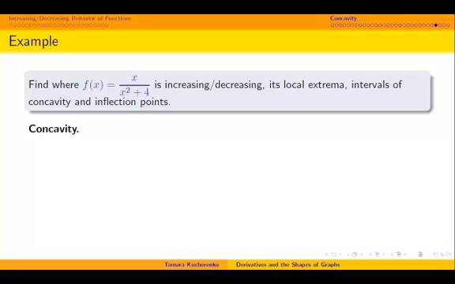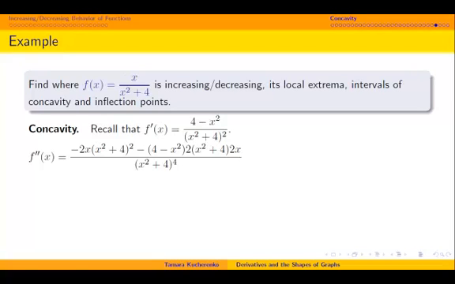Now we turn our attention to the concavity. Recall that the derivative f prime of x equals (4 minus x squared) divided by (x squared plus 4) squared. We compute the second derivative using the quotient rule. f double prime of x equals the derivative of the top, -2x, times the bottom, (x squared plus 4) squared, minus the top, 4 minus x squared, times the derivative of the bottom, 2 times (x squared plus 4) times 2x, divided by the bottom squared, (x squared plus 4) to the 4th.